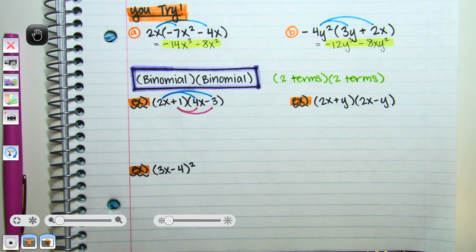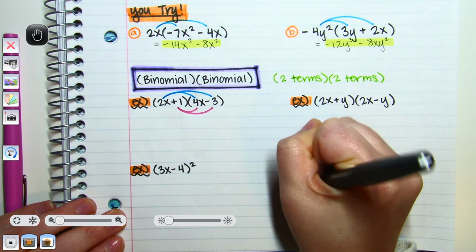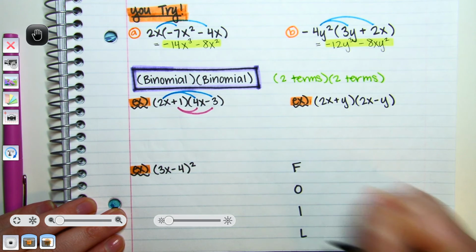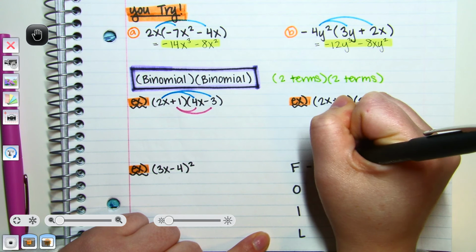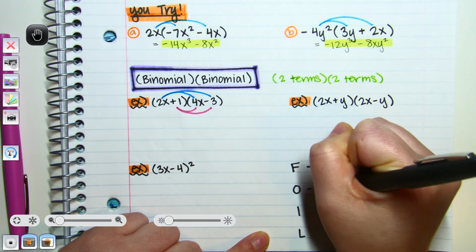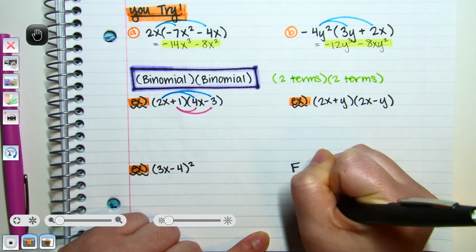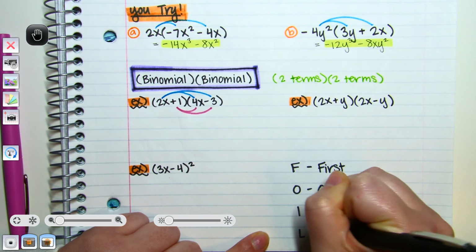Now this is actually something called FOIL. Some of you may have heard of this. I'm going to write this out. So FOIL stands for first, outer, inner, last.